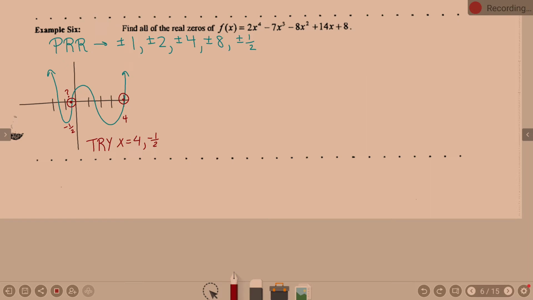Do I have anything like that in my PRR list? No. So those are most likely irrational roots, and irrational roots occur in a pair. So it would make sense that it's plus or minus something. We'll get there in a little bit.